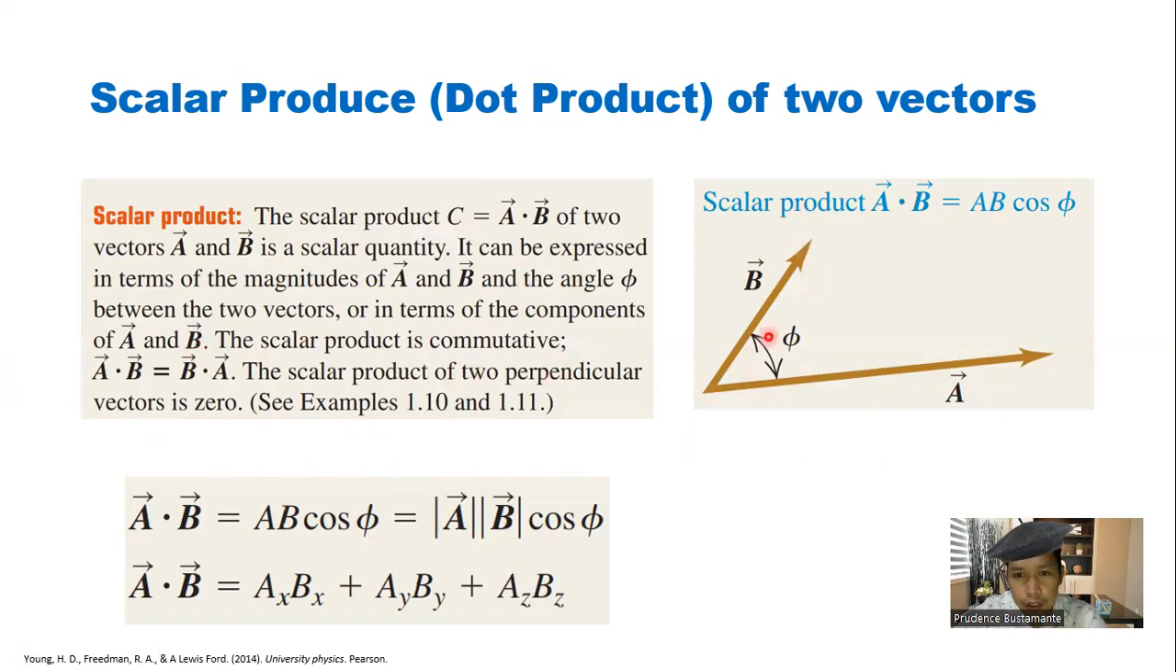So meaning if you have two vectors, A dot B, if you multiply these two vectors, it is equal to the magnitude of A, times the magnitude of B. So what is the magnitude of A? If it is 2 or if it's 3, multiplied by the magnitude of the vector B, and the cosine phi. The phi is the angle between A and B.